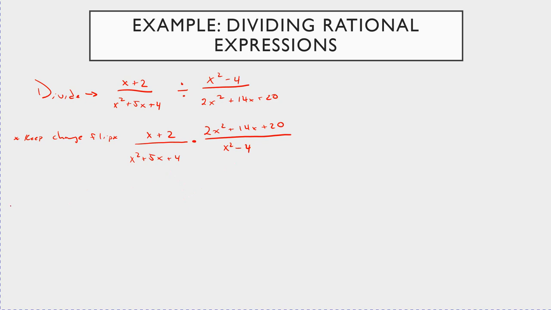All right, so let's factor now. So here, x plus 2 stays the same. So what two numbers multiply to 4, sum to 5? Well, that's 4 and 1. Here I'm going to factor out a 2. And when I do that, I'm left with x squared plus 7x plus 10. So it's like what two numbers multiply to 10 and sum to 7? So that's 5 and 2.